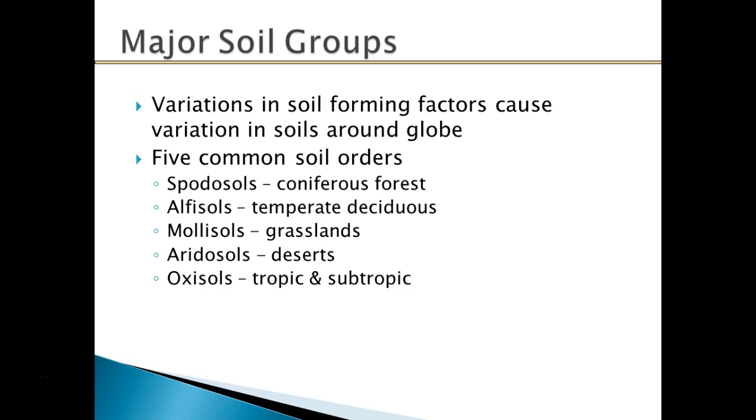Our last one is oxisols, and that's tropic and subtropic. I want to talk about the tropical rainforest and the fertility of the soil there. Soil is not very fertile. You would think it would be, because with the temperate deciduous forest, you have all that leaf litter, while tropical rainforest for biodiversity is second to none, and there's a lot of leaf litter, but there's a difference.